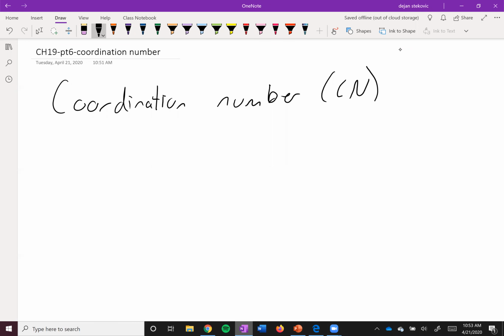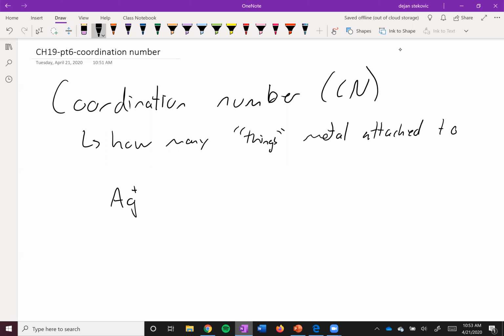One important thing to remember about coordination compounds is the coordination number. The coordination number is basically how many things the metal is attached to. So for example, for this silver diamine, we see that we have 2 points of connection, the 2 amines. And so the coordination number here is equal to 2.